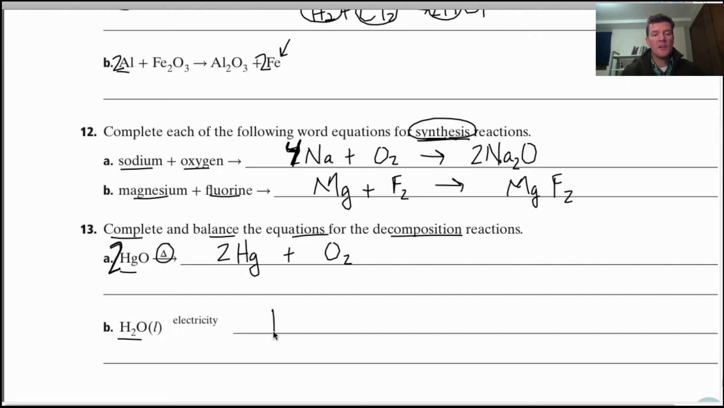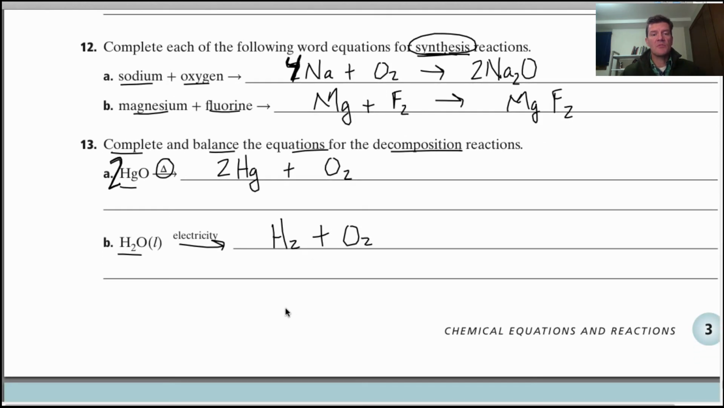Water, we're going to break water apart into what? Into hydrogen and oxygen. And we've done this one before, so I'm going to have to put a 2 in front of this and a 2 in front of that to balance it.